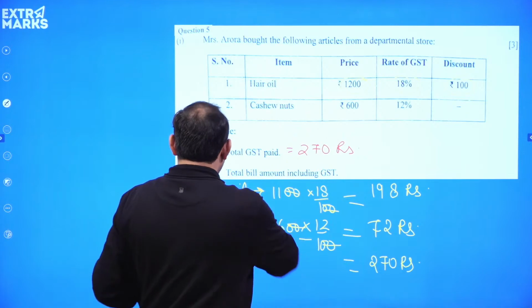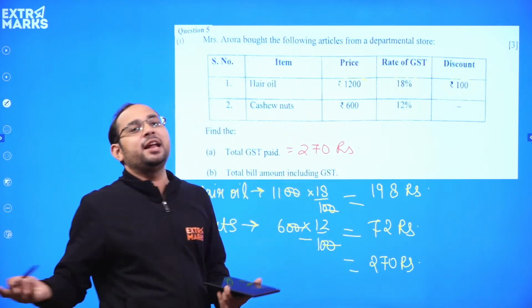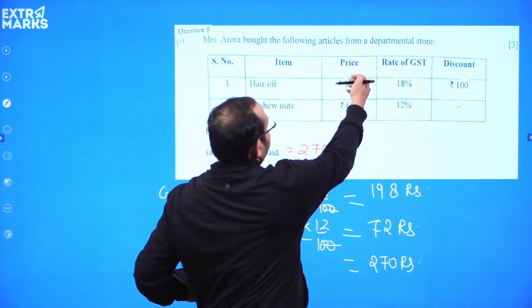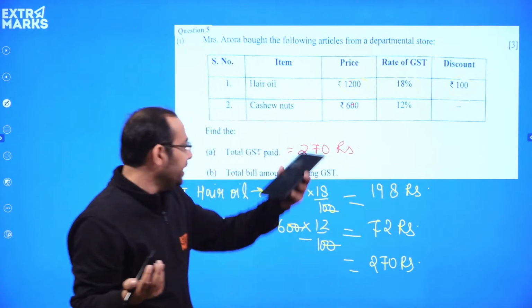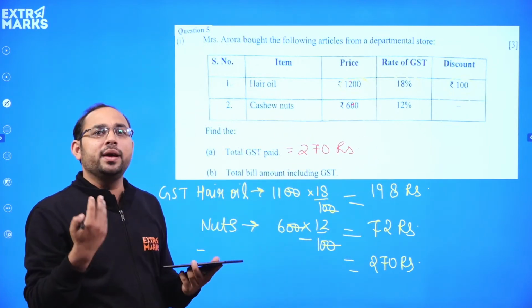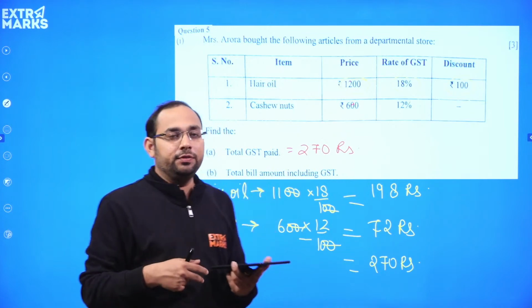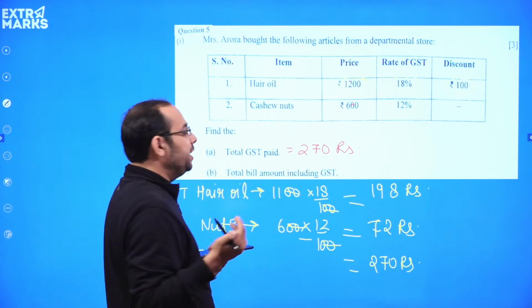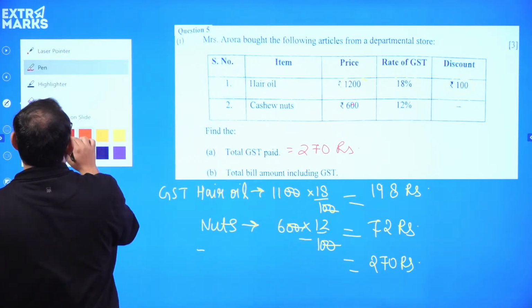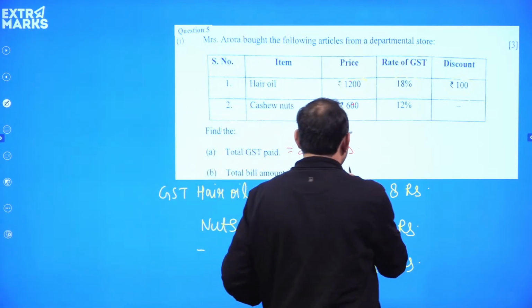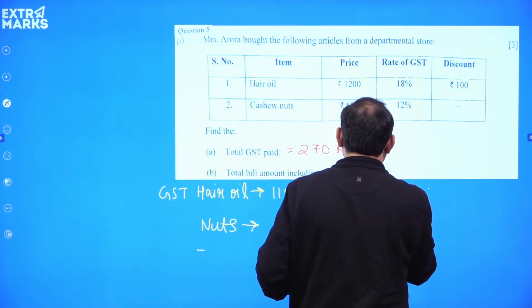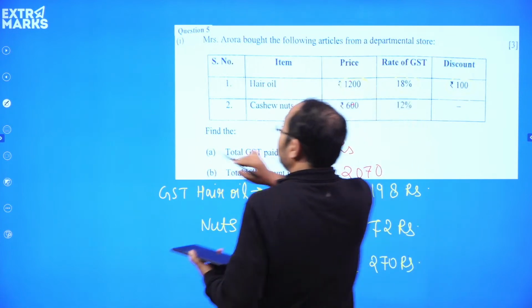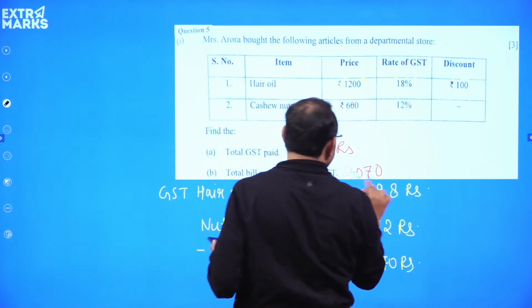हाँ जी. सो हमने एक बार जीएसटी निकाल लिया, फिर टोटल बिल अमाउंट क्या होगा? जो टोटल प्राइस है प्लस जीएसटी, सो 1800 प्लस 270 करेंगे, यू विल गेट द टोटल बिल अमाउंट विच विल बी 2070 रुपीज. ओके, सो टोटल अमाउंट पेड क्या हो जाएगा? 2070 रुपीज. Because 1100, so 1970 rupees.